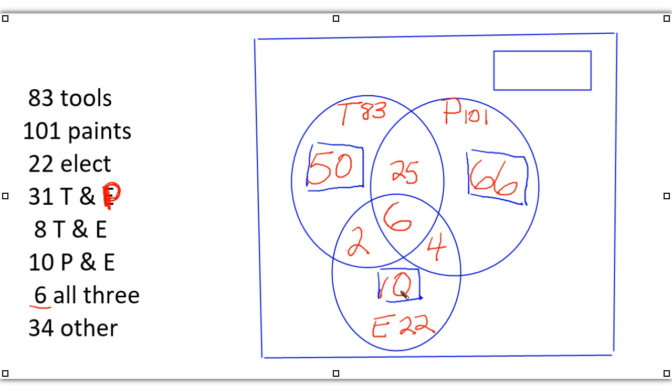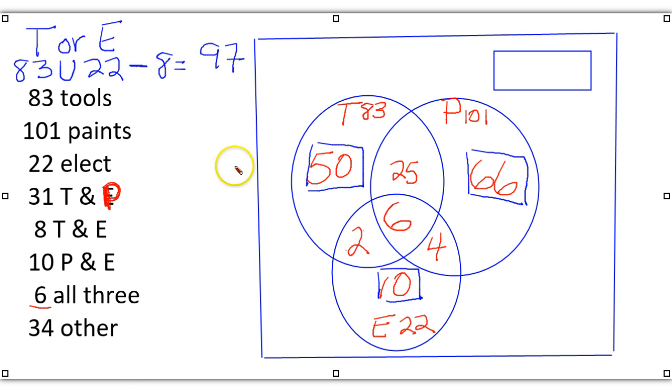Now, for number 4, we're wondering how many bought tools or electric. Well, there's our tool number right there. And since it's an or statement, it's a union. And our electric is 22, which is right there. But now we have to subtract those that were already counted. See, these were counted already. So we subtract the 8 and we get then for 4, 97.